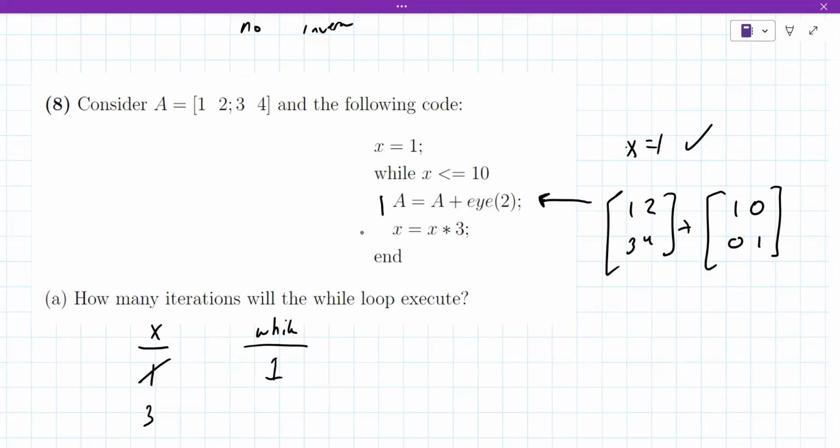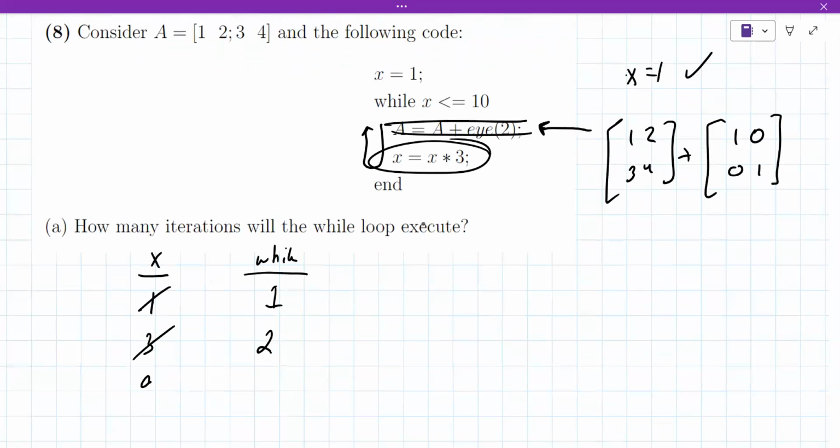Then you come back up. So in here, you're looping back up. Your new X value is 3, less than or equal to 10? Yes. So you're going to execute this stuff again. You do this matrix manipulation, and you don't even need to know this. You need to just look at this. Then you're taking your X value and multiplying it by 3. So your X value is now 9. Is 9 less than or equal to 10? Yes. So you're going to execute the while loop a third time. But this time, when you multiply by 3, it's 27. And now you're going to stop.